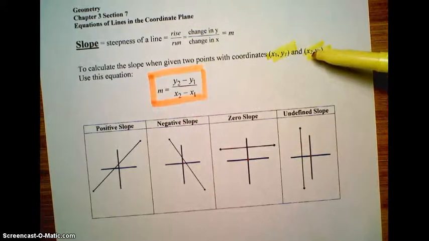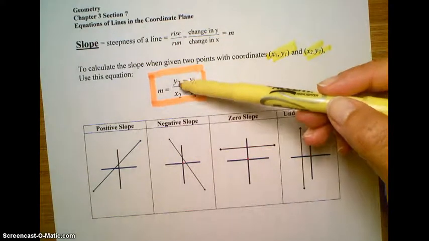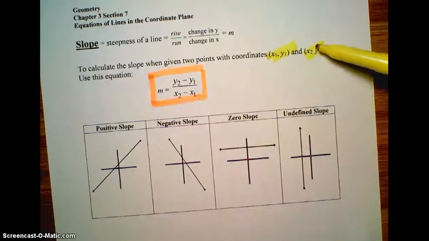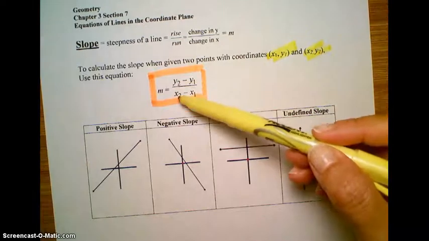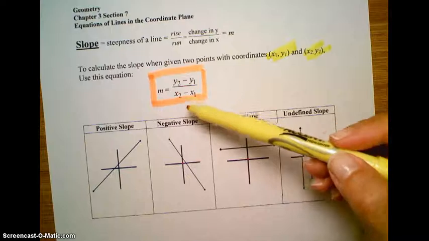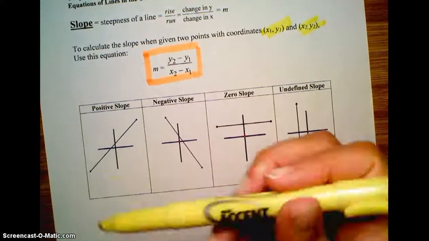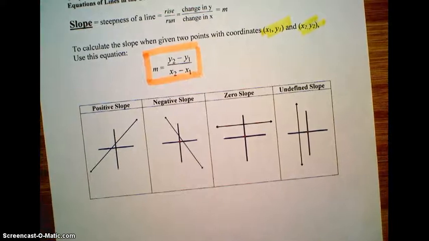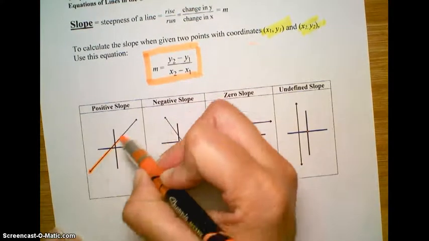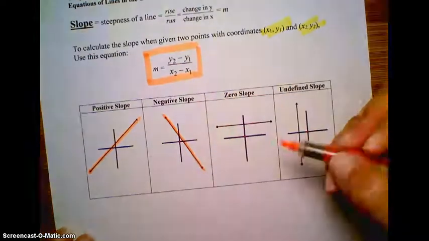Either set of points can be called x1, y1, or x2, y2, but once you've decided to use the y from the second point, you must use the x from the second point first in the denominator. Otherwise, your slope will have the wrong sign. Okay? Some pictures here of what it looks like to have a line that has a positive slope, a line that has a negative slope.